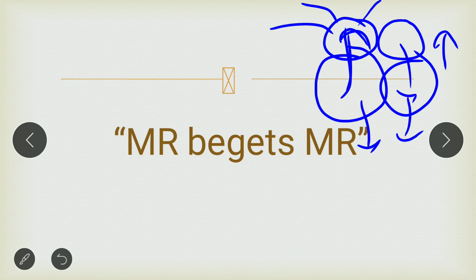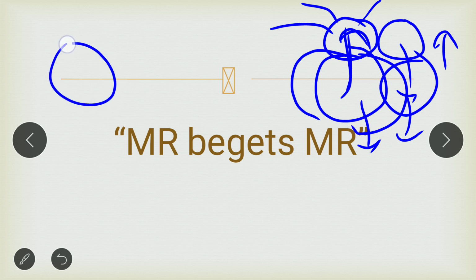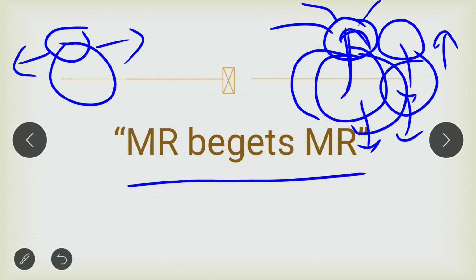When there is an increase in the cardiac output, it indicates volume overload. With volume overload, the ventricle undergoes eccentric hypertrophy. When the ventricle undergoes eccentric hypertrophy, it pulls the annulus apart, thereby leading to mitral regurgitation progression. This is termed as MR begets MR.